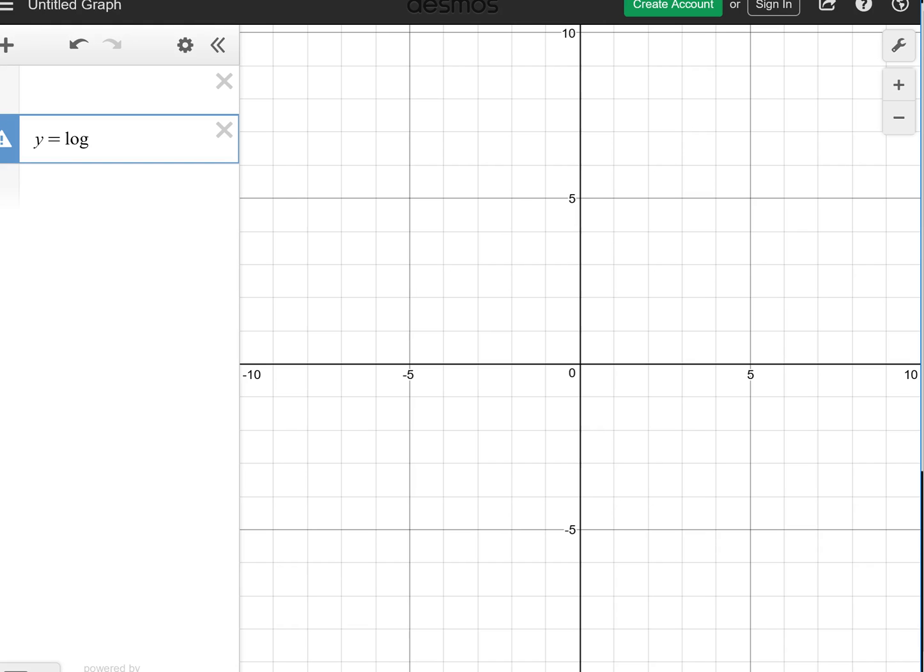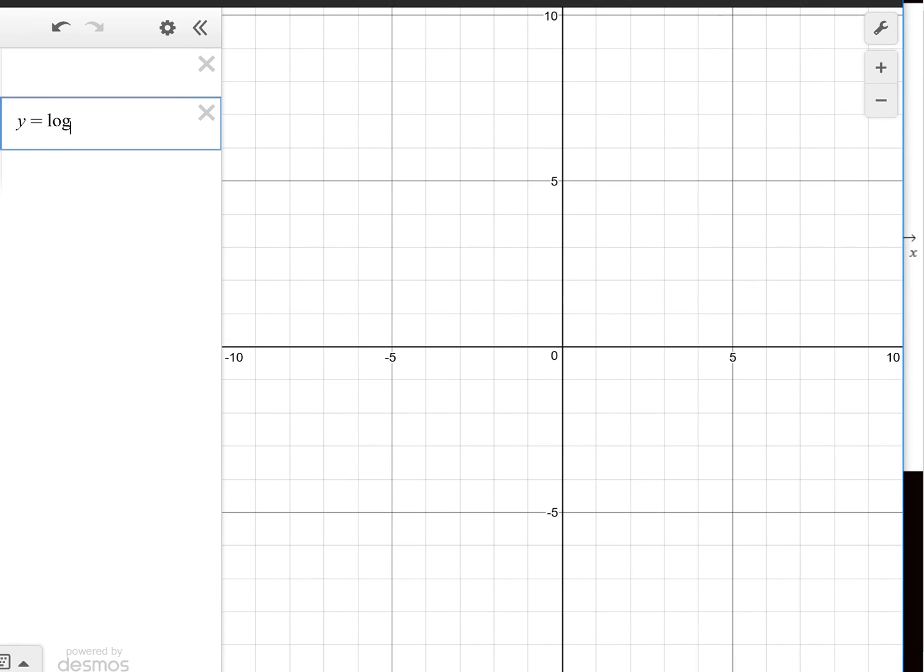Hold on one second. Okay, sorry if that looked weird. I just realized I didn't know how to do a subscript in Desmos. So I had to Google it really fast, and now I do know.